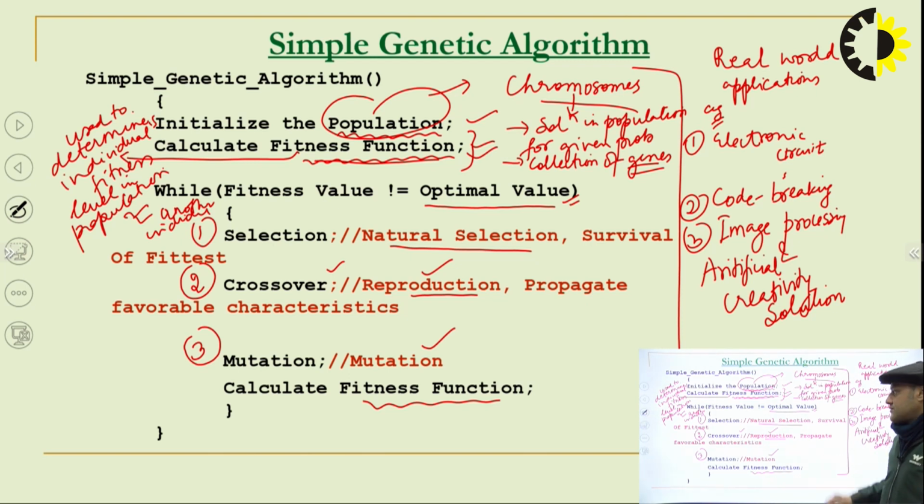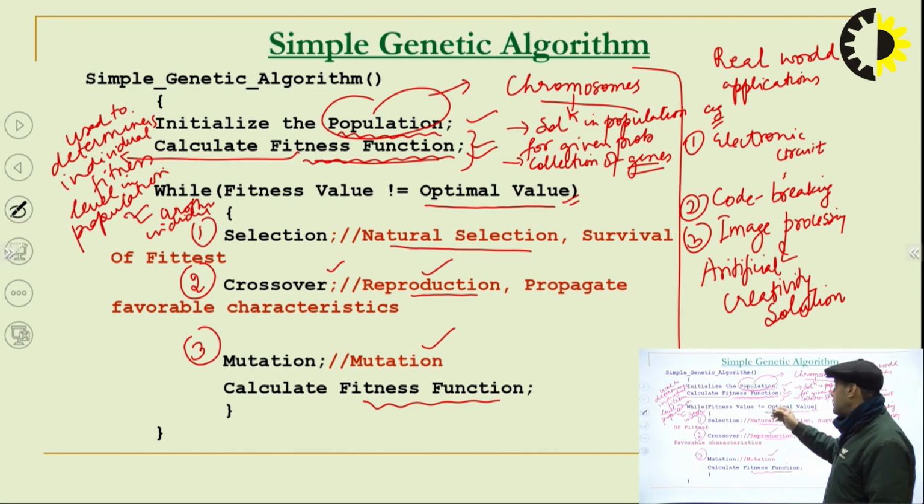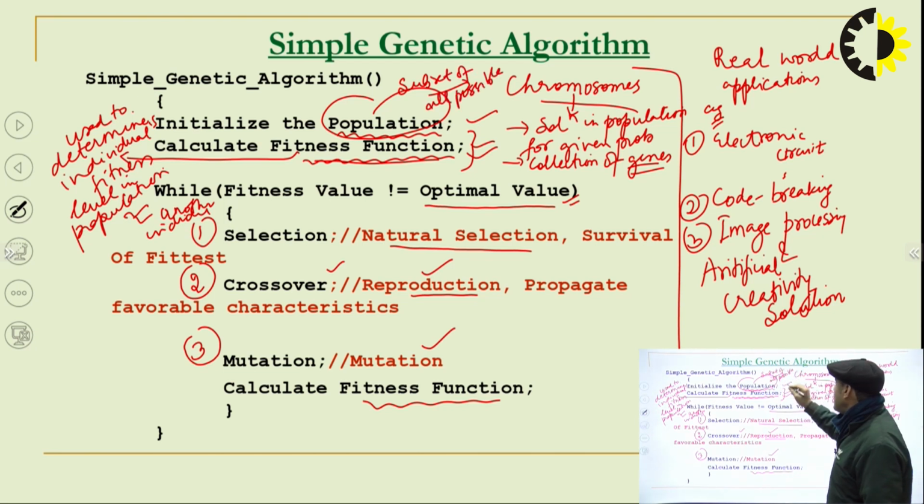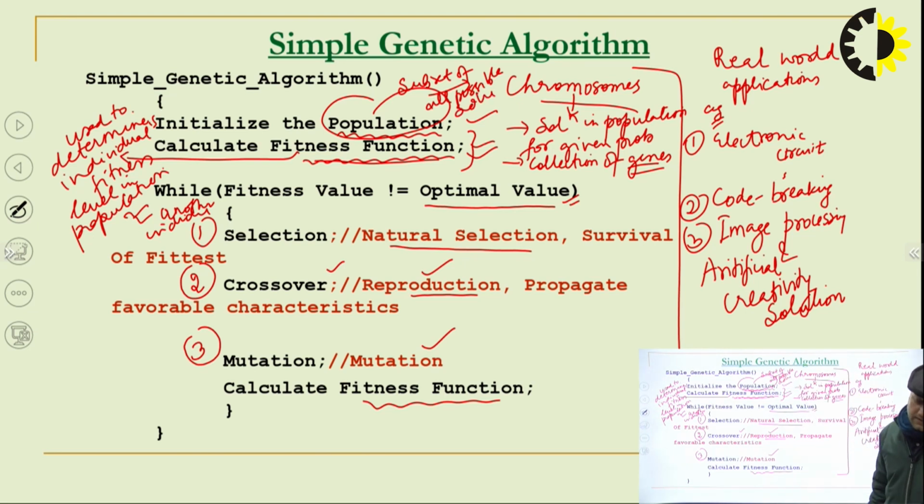Then we will calculate the fitness function. Okay, na? Why is fitness function used? To determine the individual fitness level in population. Okay. What is population? Population is just the subset of all possible solutions. Okay. What is a chromosome? Chromosome is a solution in population for a given problem. That is a collection of genes.